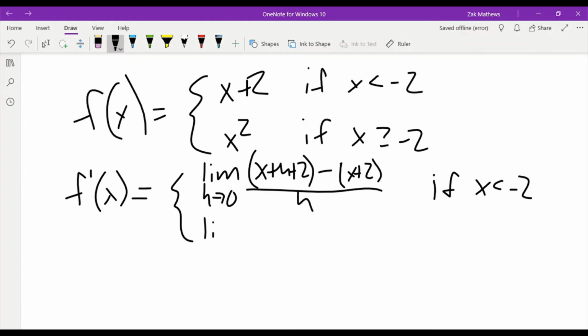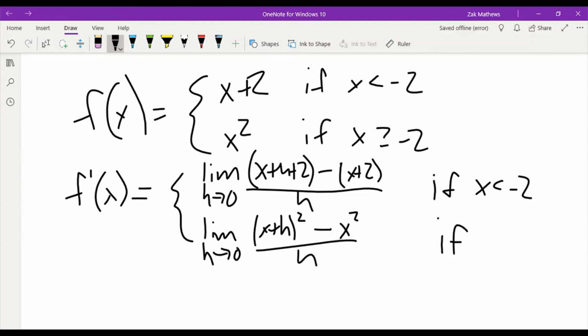We're also going to look at the limit as h goes to 0 of x plus h squared minus x squared, over h. And this is true if x is greater than, I'm not going to put the equal to negative 2 in there yet, because we'll have to discuss that point.